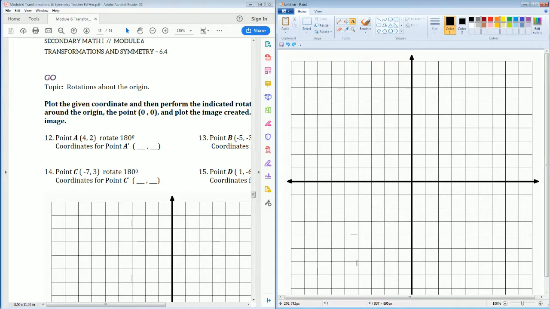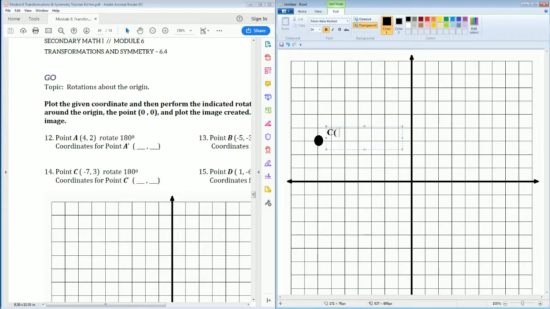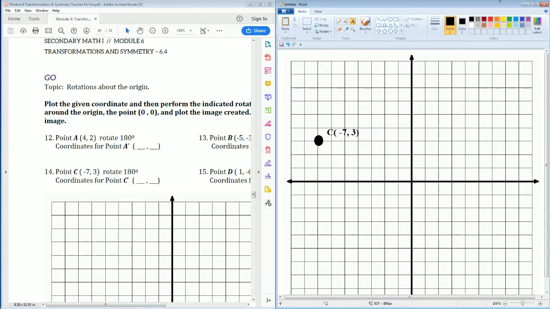C. C is at -7 comma 3. So let's do that. -7: 1, 2, 3, 4, 5, 6, 7, and +3: 1, 2, 3. This was your C, which was -7 comma 3. Okay, and we want to rotate this 180 degrees. All right, let's do that. Again, rotation is always your perpendicular line. We went down 3, across 7.